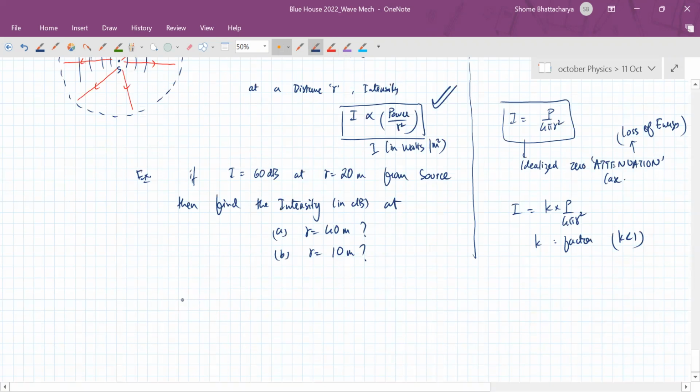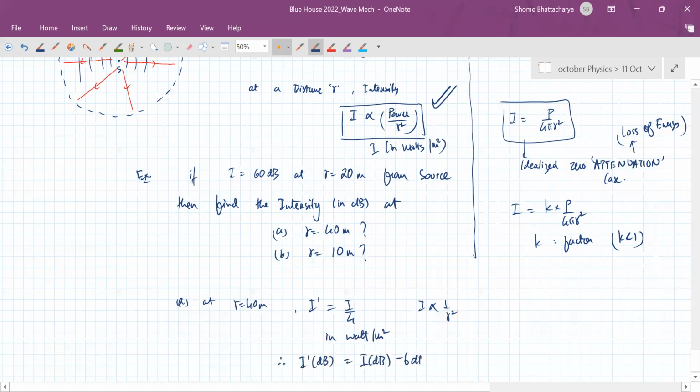So you can see that at r equal to 40 meters, say the intensity is I prime, it will be I divided by 4, because intensity is inversely proportional to r square. So this is in watt per meter square. Therefore, in decibels, it will become -6 dB. So it will become 54 decibels.